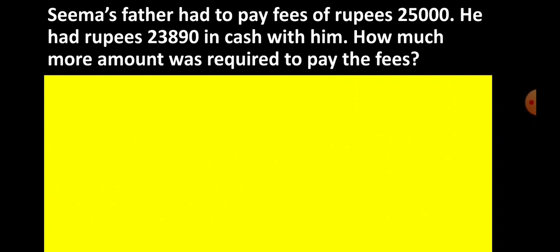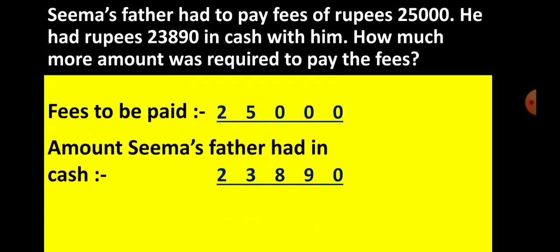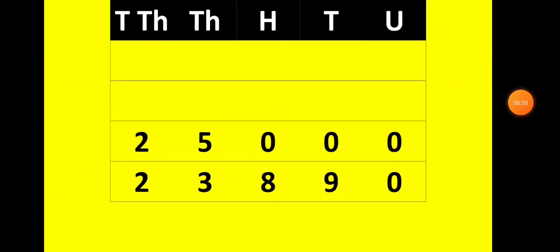Seema's father had to pay fees of rupees 25,000. He had rupees 23,890 in cash with him. How much more amount was required to pay the fees? So let us see. Fees to be paid, the amount was 25,000 and Seema's father had rupees 23,890. Now what are we supposed to find out? How much money he was having less. So we will do subtraction.